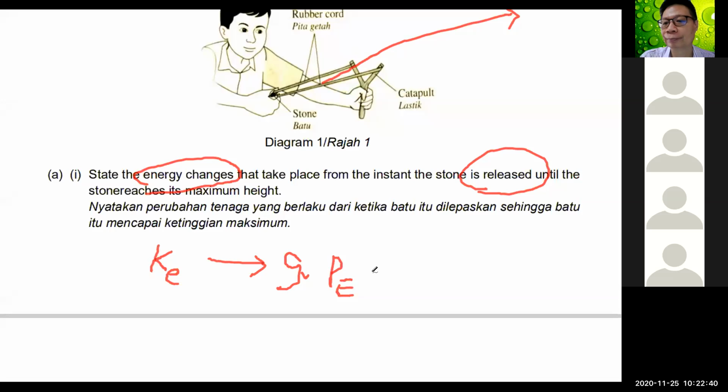Got the answer or not? Anik, do you get the answer? Yes, sir. Richie, because the question says, from the instant the stone is released, start from when the stone is released, that's why no elastic potential energy. From the stone is released, so once the stone is released, straight away it is kinetic energy already. Richie, understand? Okay, next question.